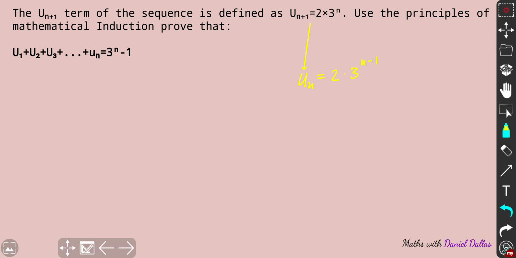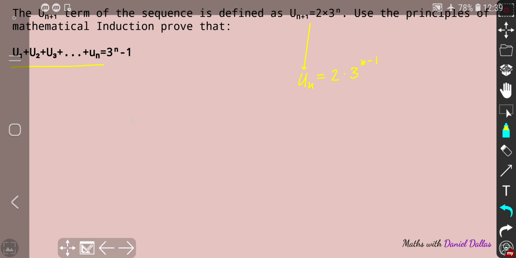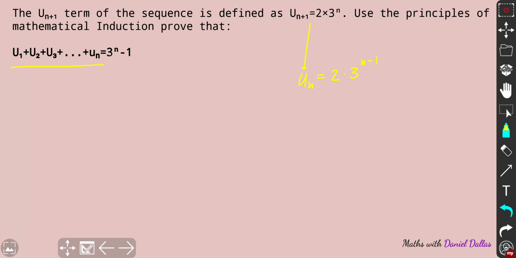So I can just use it for any number k because that's what we are given as a true statement. So we need to use the principle in order to prove that the left-hand side is equal to 3 to the power n minus 1. All right, so that's our target. All right, so let's apply the principle of math induction.